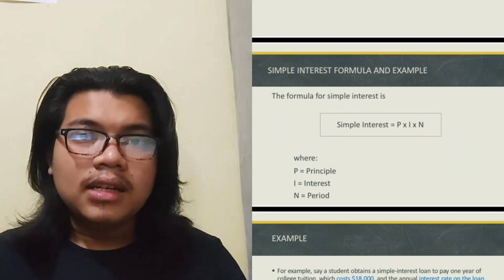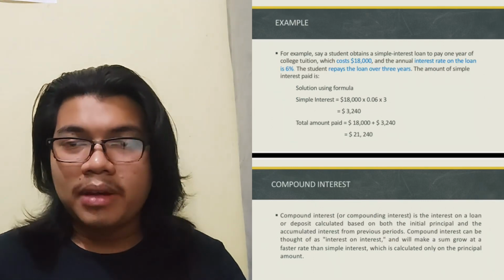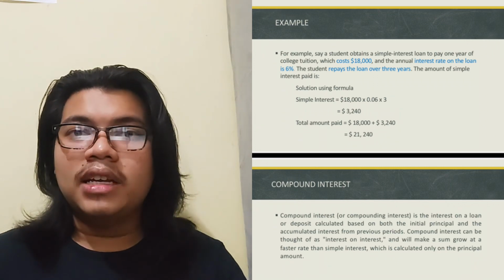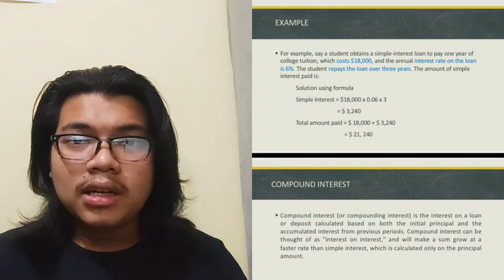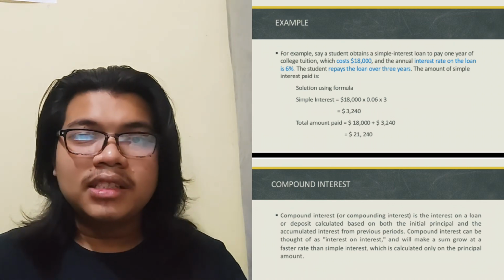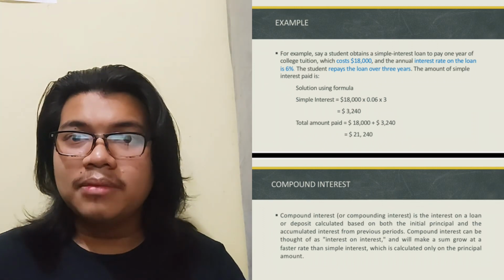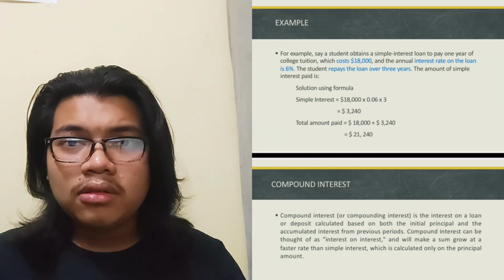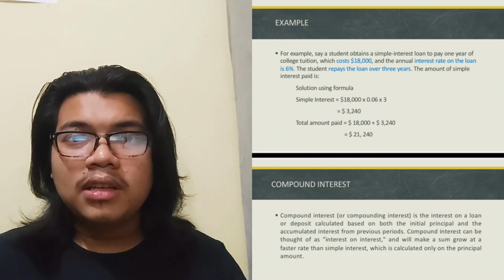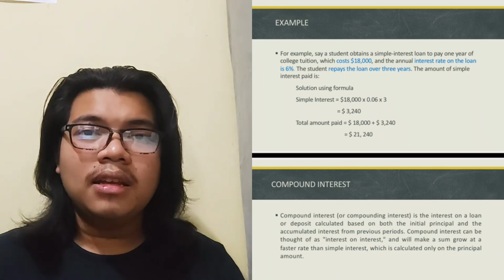For example, a student took out a simple interest loan of $18,000 to pay his college tuition and was charged an interest rate of 6% for 3 years. By using the formula, we can find the simple interest charge by multiplying $18,000 times 6% times 3, and we get $3,240. The total amount that must be paid by the student within 3 years is $21,240, by adding the principal amount with the interest charge.